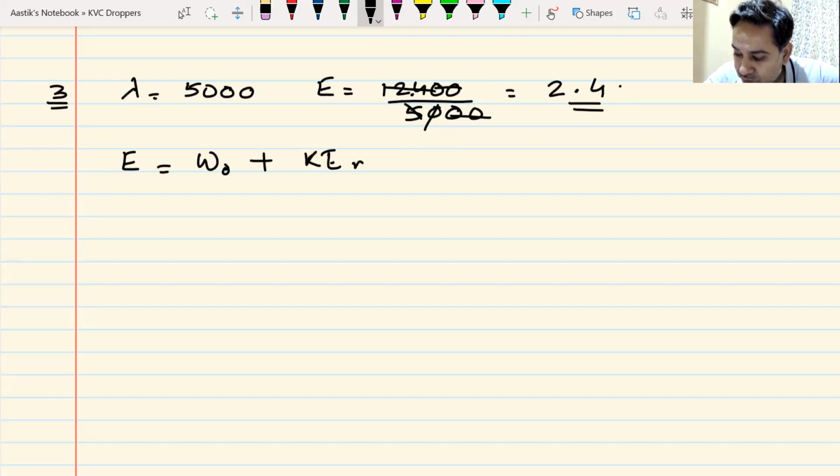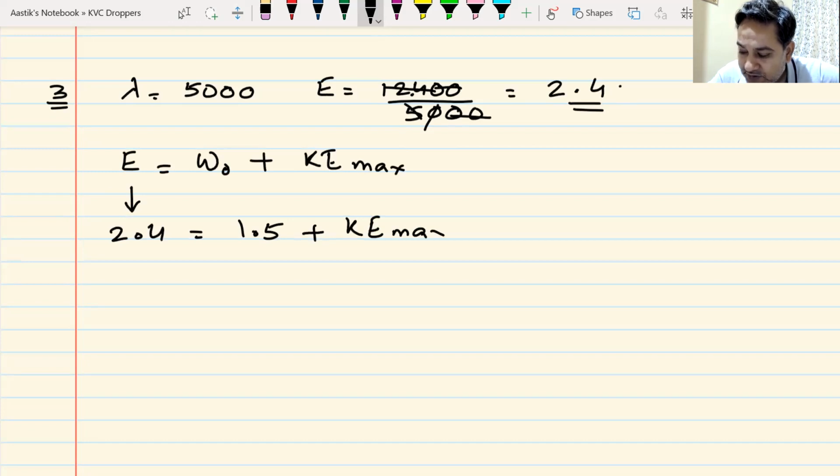Yes or no? Just put the values and get the answers. This is 2.4. This is 1.5 plus the maximum kinetic energy. From here, you shall get the value of maximum kinetic energy. And I think it is not 2.4, it is 2.48, I guess, right? So the answer is 0.98.